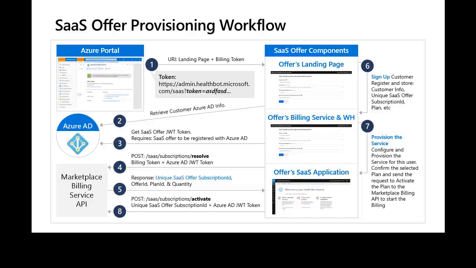So you will get a JWT token back, and then what you want to do is basically call this POST SaaS subscription/resolve. You will pass that billing token plus your JWT token that authenticates you. All right. So you pass that to the billing service. The billing service will say, "Oh, perfect. I know who you are. I know what the request came from because you passed me that billing token, and I know who you are." So then you will get back a response that will give you the unique SaaS offer subscription ID.